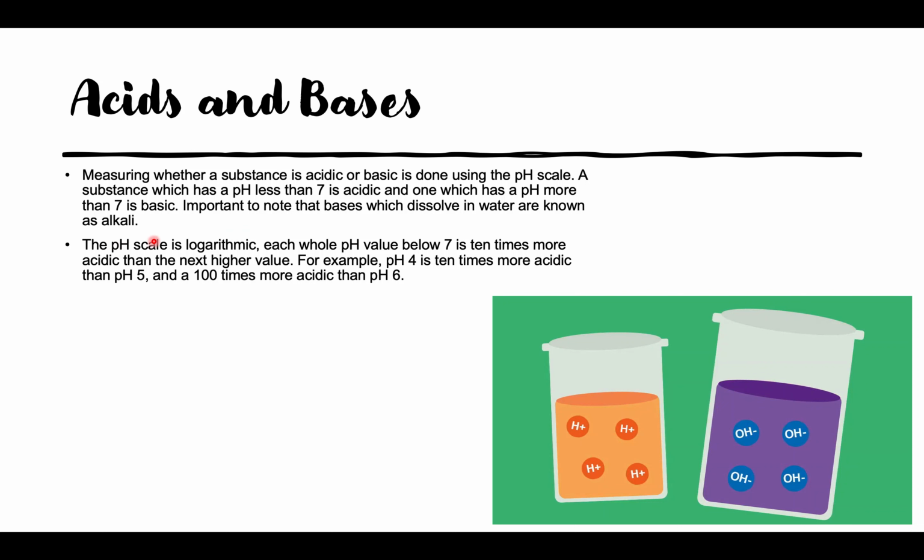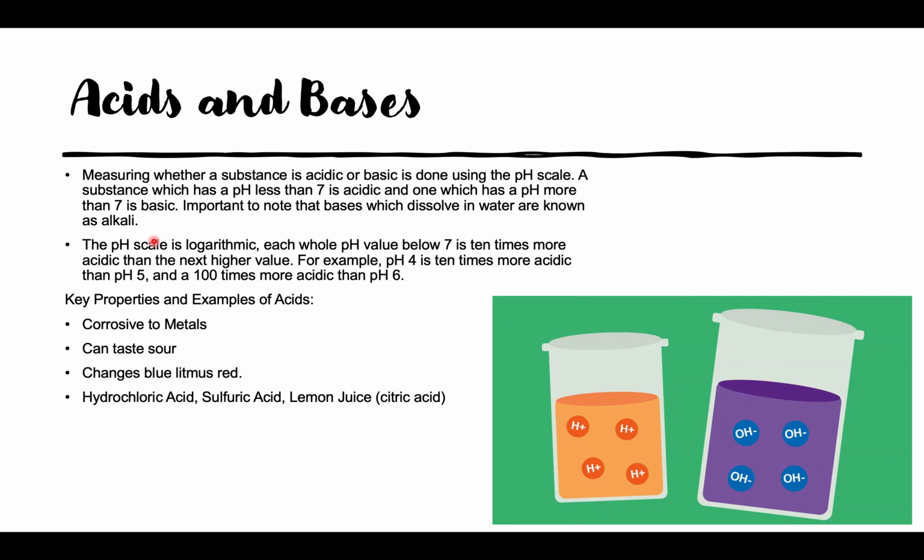Now, the pH scale is logarithmic. That means that each whole pH value below 7 is 10 times more acidic than the next value. What I'm trying to say here is that it's not a linear sort of scale. So say you had a substance which had a pH of 4 and one which had a pH of 5. These are acidic substances, things like tomatoes, citric acid, lemons even. The substance with pH 4 is 10 times more acidic than that of pH 5 and 100 times more acidic than pH 6. So it's important to understand that the pH scale is logarithmic and not linear.